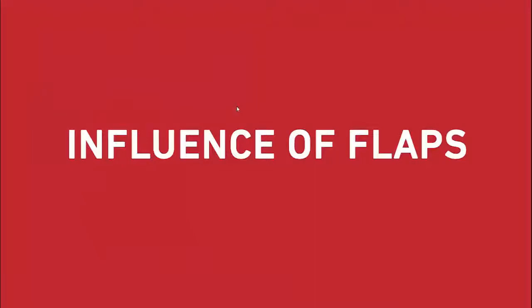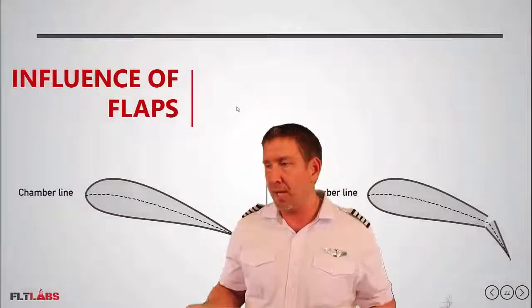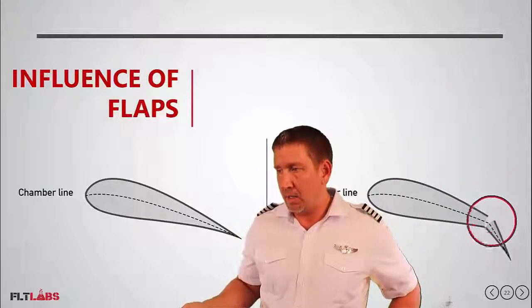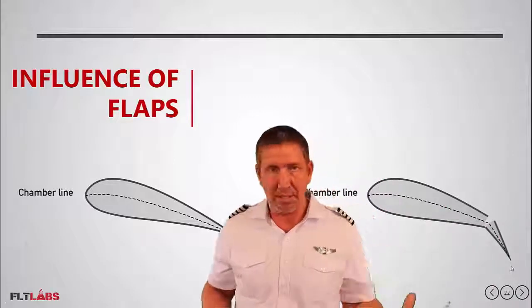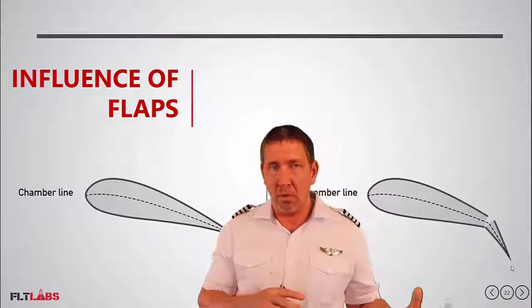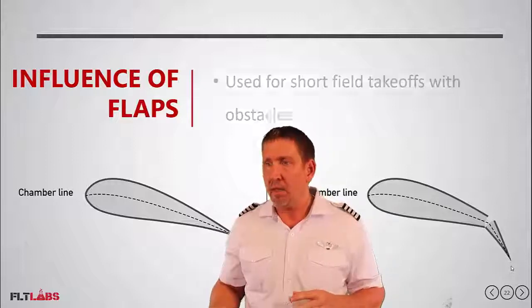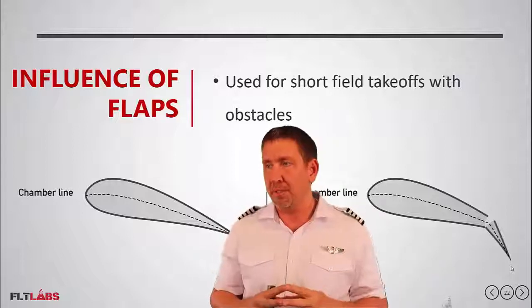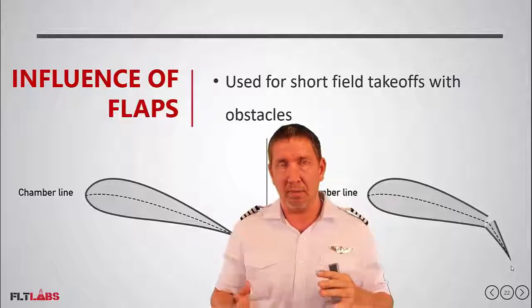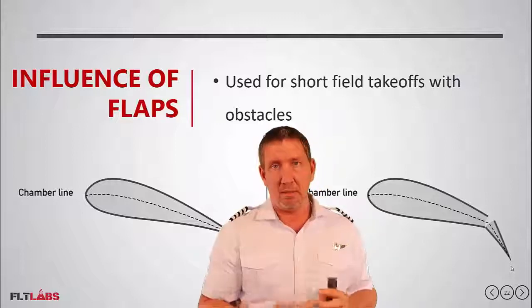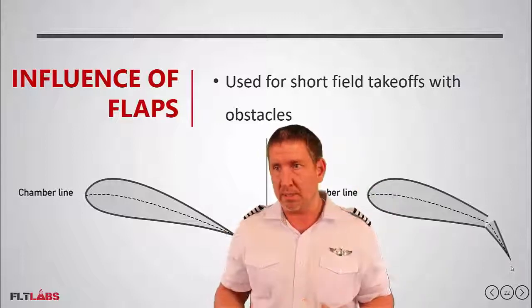All right. Influence of flaps. So we can see here when we pop in some flaps, the chord line changes, because the chord line is from the leading edge to the trailing edge. So the chord line changes. We're developing more lift, more drag. Things are changing. And then, let's see here, used for short field takeoffs with obstacles. That's just going to help us produce more lift and fly at the speeds that we need in order to get the greatest gain in altitude for a distance.